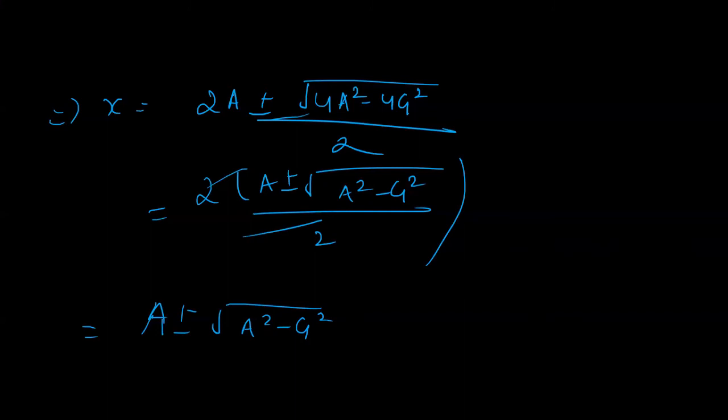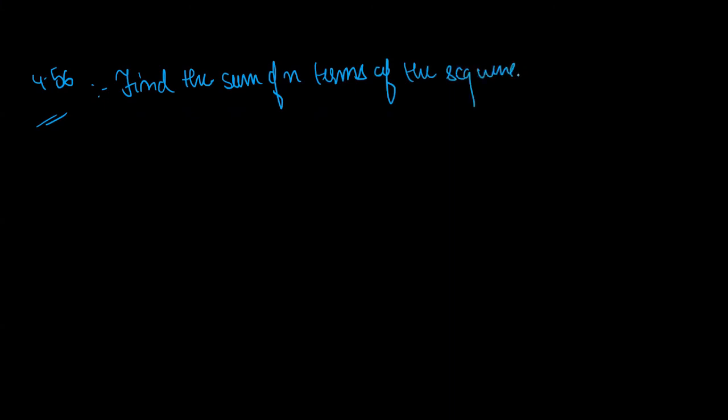Okay, moving on to 4.56, which says find the sum of n terms of the sequence: (x plus 1 by x) whole square, then (x square plus 1 by x square) whole square, and so on.